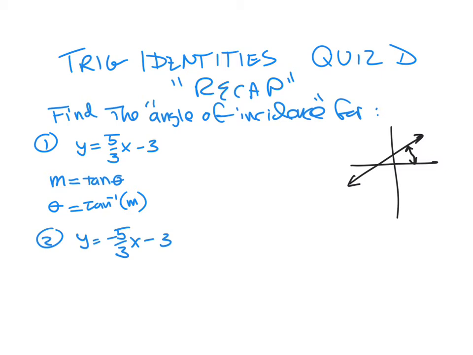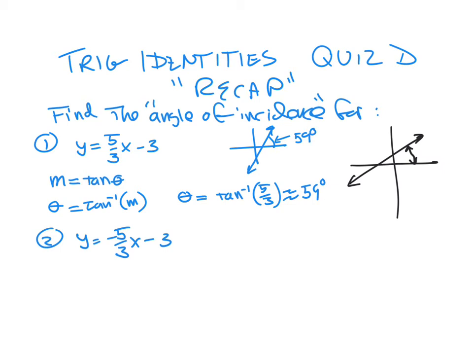So y equals 5/3 x minus 3. If we wanted to sketch the graph of that, very crudely, we have a y-intercept of -3. It's a slope that's greater than 1, so it's going to look something like that, and our angle of incidence would be right there. So we very simply have to take the inverse tangent of 5/3. And if you do that in your calculator, you're going to get about 59 degrees. So that angle there is 59 degrees. That's the angle of incidence.